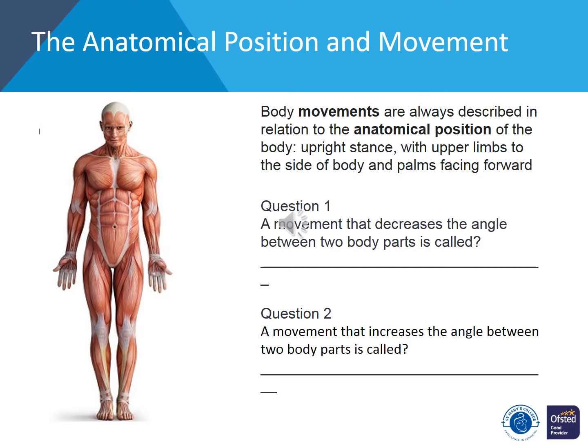Hope you didn't have too much trouble finding the answers to questions 1 and 2. The answer to question 1, a movement that decreases the angle between two body parts, is called flexion. And the opposite of flexion, a movement that increases the angle between two body parts, is called extension. Okay.